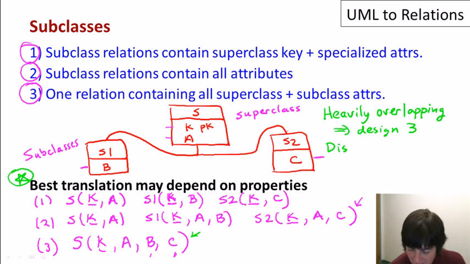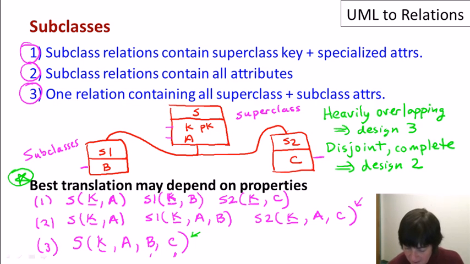On the other hand, let's say that we have a disjoint, and furthermore, let's say it's complete. So we have every element being in exactly one subclass, and there are no elements that are in just the superclass. So in that case, we might like to use design 2, because design 2 puts each object in its individual subclass relation, and furthermore, since it's complete, we could actually, in this particular case, get rid of the first relation. We wouldn't need that, and so the best design would be number 2, modified to only have the subclass relations.